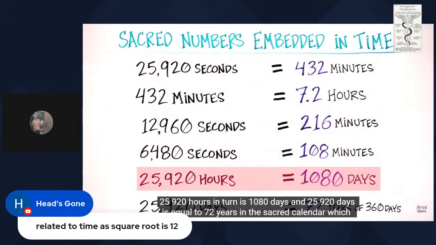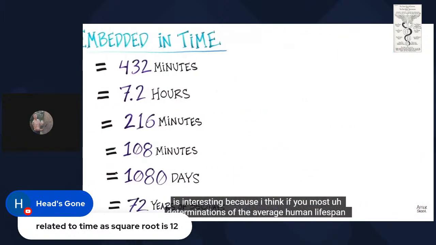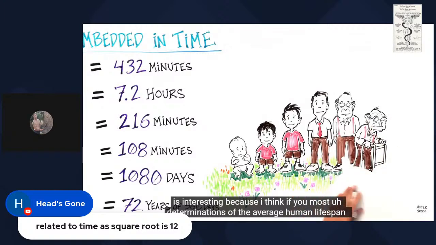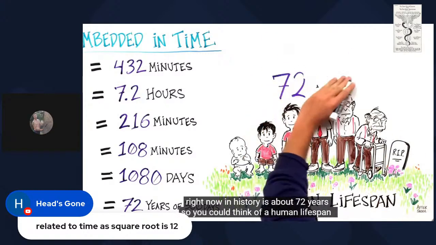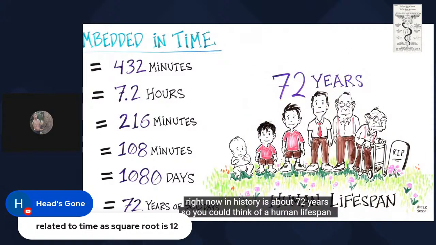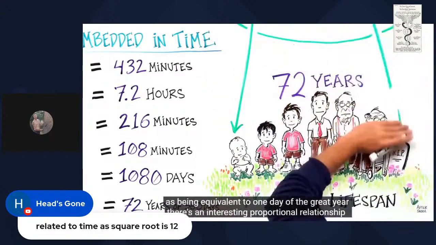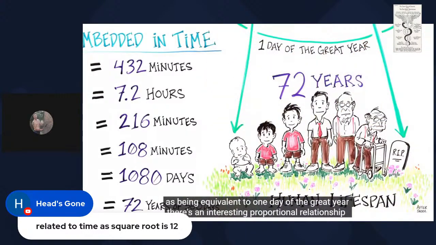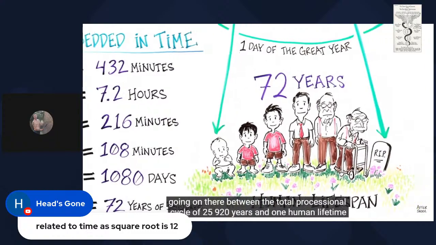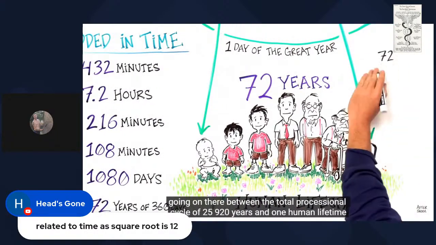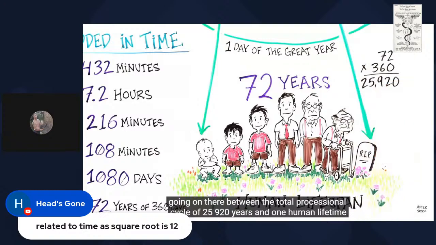25,920 hours in turn is 1,080 days. And 25,920 days is equal to 72 years in the sacred calendar, which is interesting because I think most determinations of the average human lifespan right now in history is about 72 years. So you could think of a human lifespan as being equivalent to 1 day of the great year. There's an interesting proportional relationship going on there between the total precessional cycle of 25,920 years and one human lifetime.